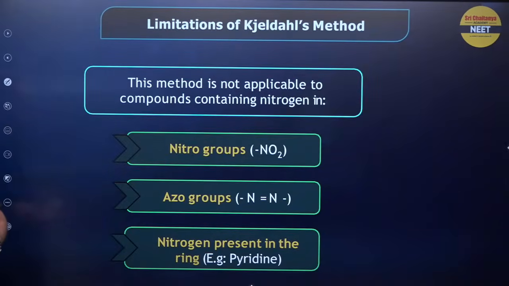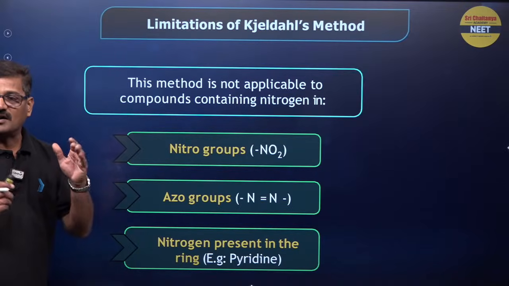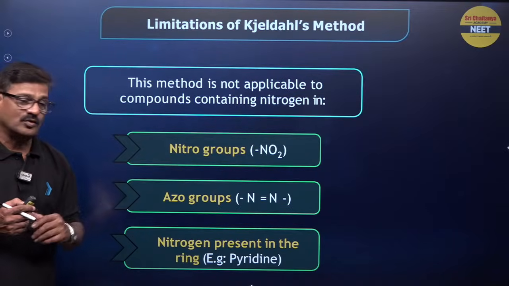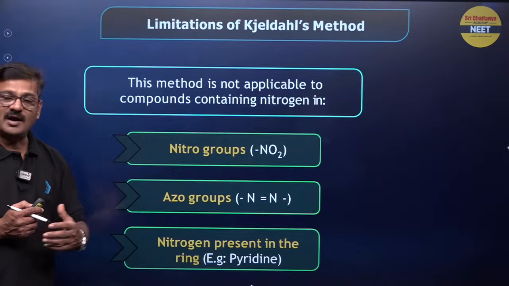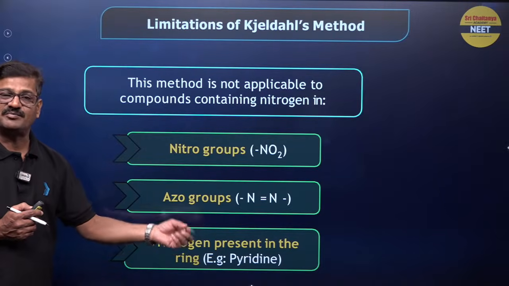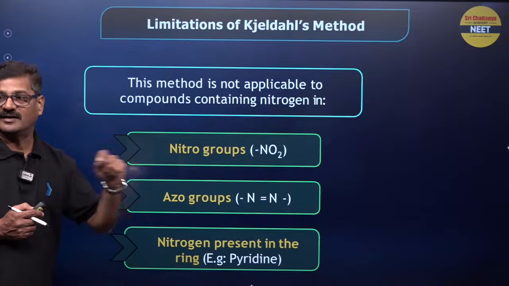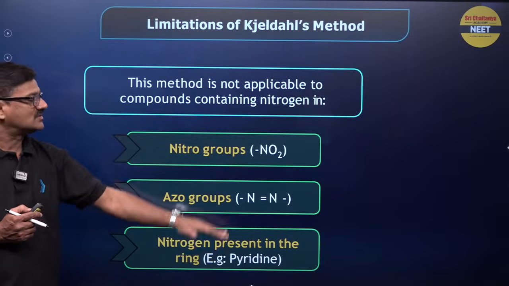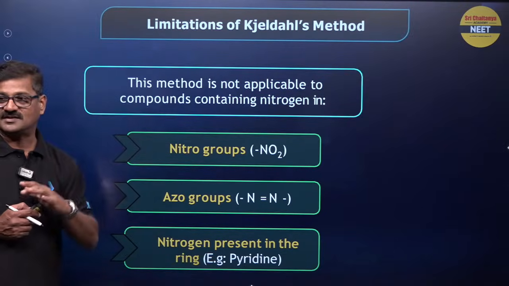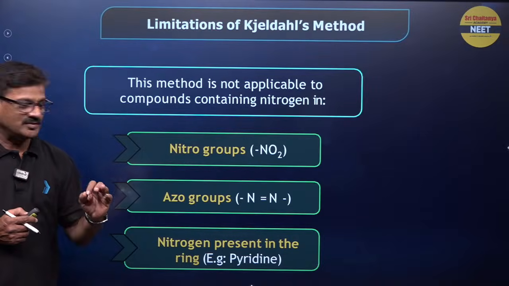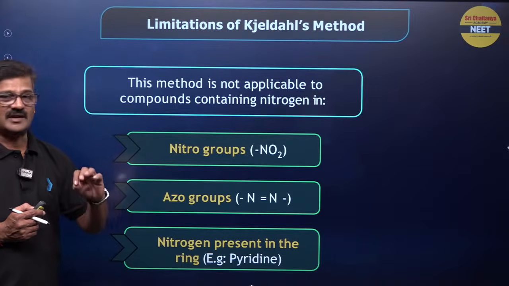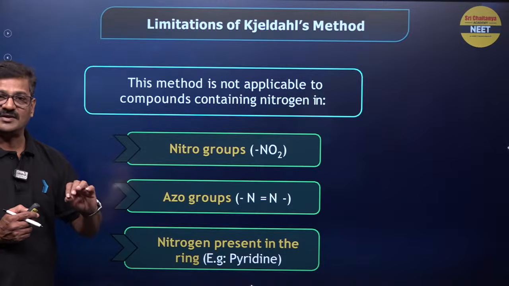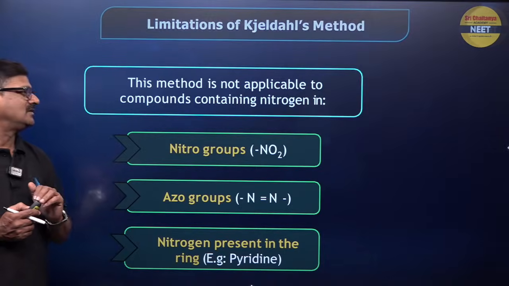And the method is not applicable, very, very important, if the organic compound contains a nitro group, an azo group, or if the nitrogen is present as part of a ring. So this is not used for Kjeldahl estimation. According to the Indian Pharmacopoeia, nitrogen in protein is estimated by using the Kjeldahl method only, right?